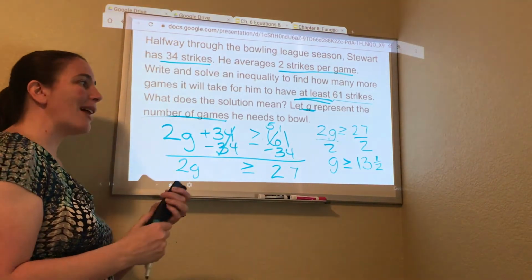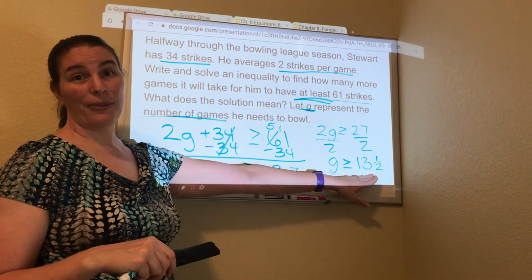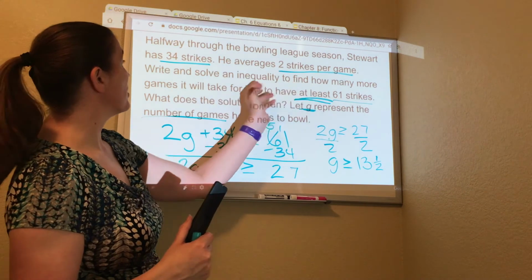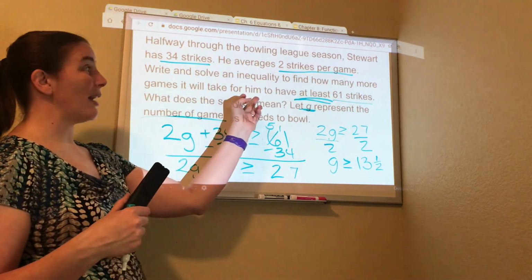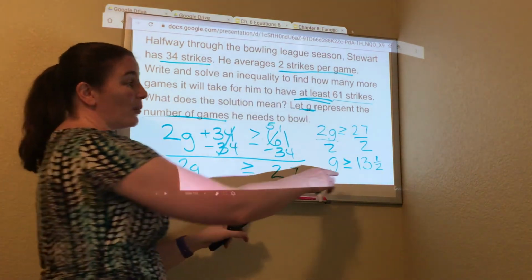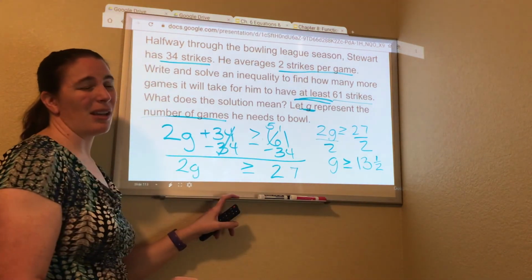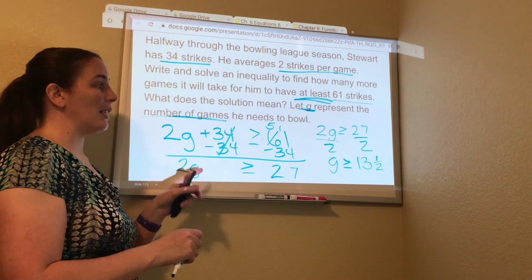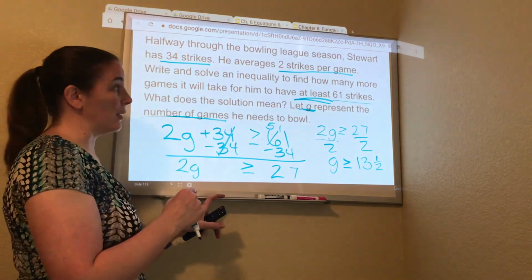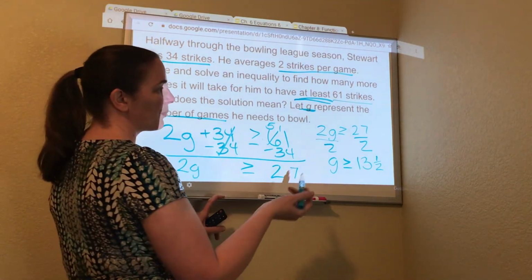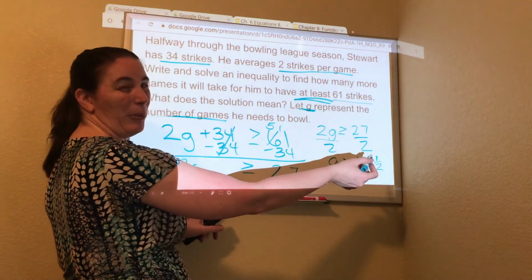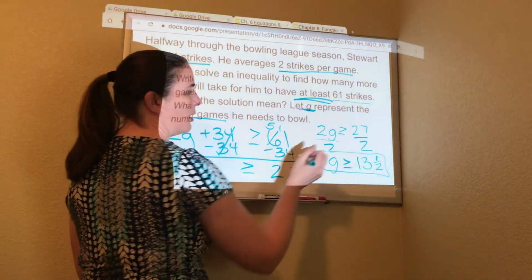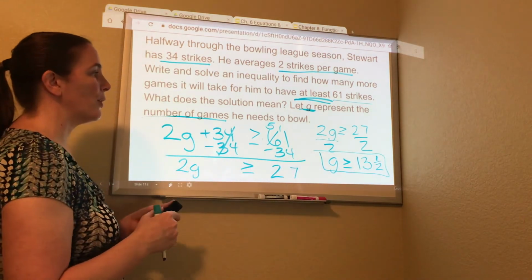So he needs to have at least 13 and a half games, right? What's the question? How many more games will it take for him to have at least 61 strikes? Well, it's going to be 13 and a half games, but I guess you can have 13 and a half games to get 61 strikes, but he won't play just half of a game, right? So that is your solution: G is greater than or equal to 13 and a half games.